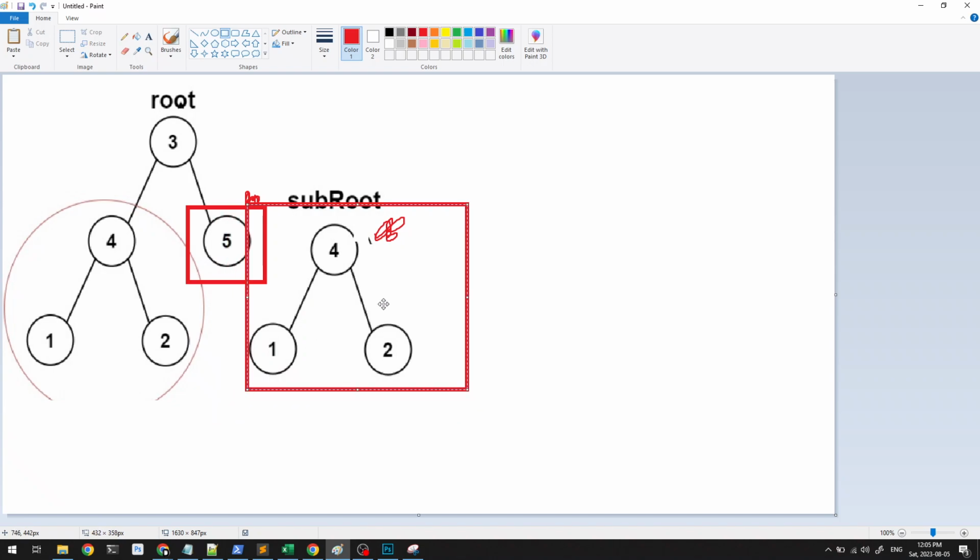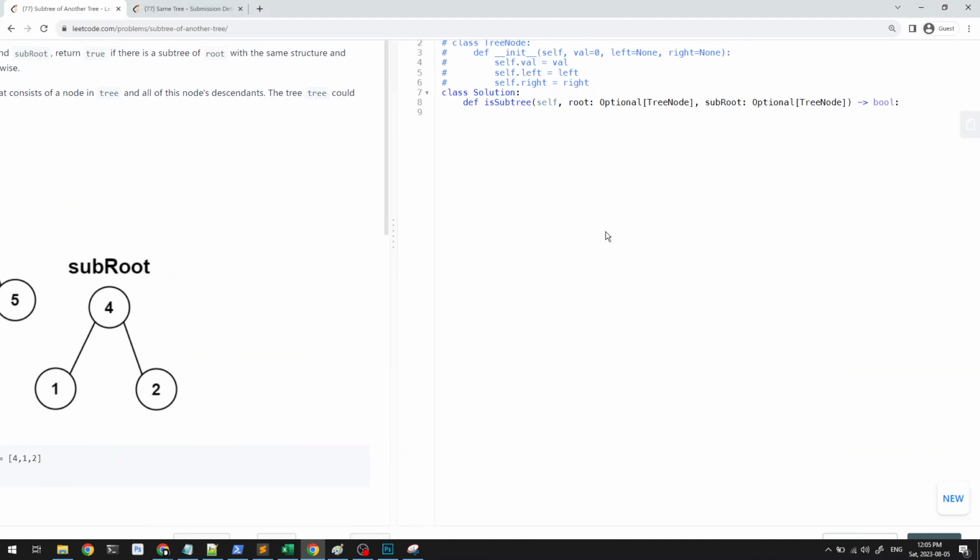But you can see what I'm doing. I'm not moving this subroot pointer. All I'm doing is moving this root pointer if they don't match, and if they do match, then I'm going ahead and comparing to see if it's the same tree or not. So let's take a look at that approach, and that actually turns out to be the best approach here. Let's take a look at how we can write the code for that one.